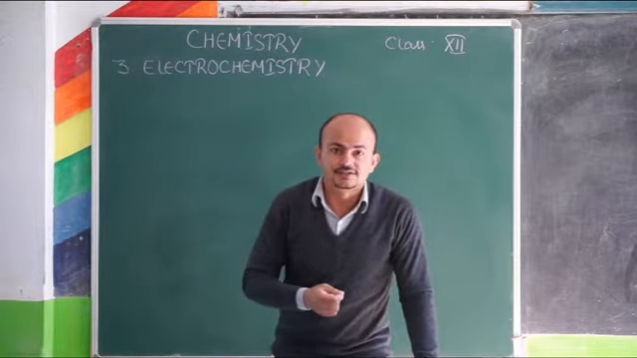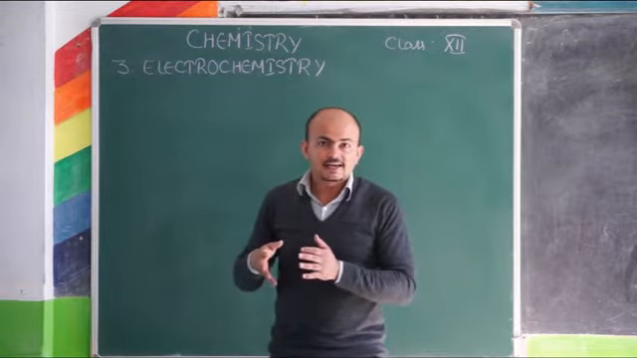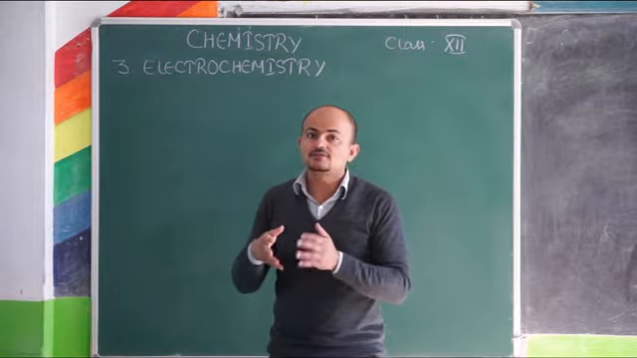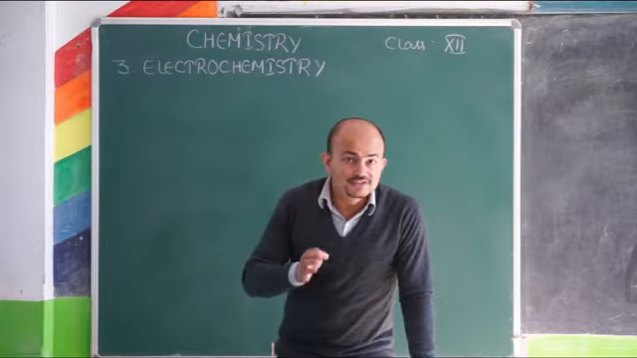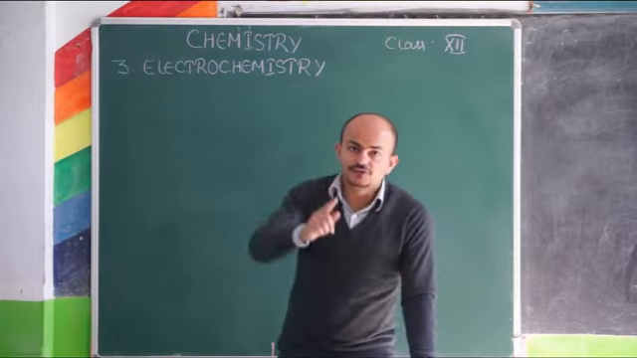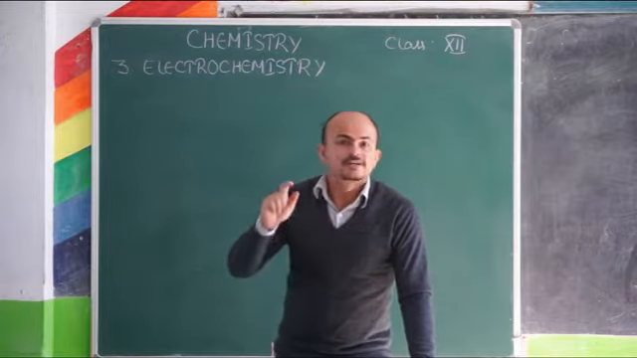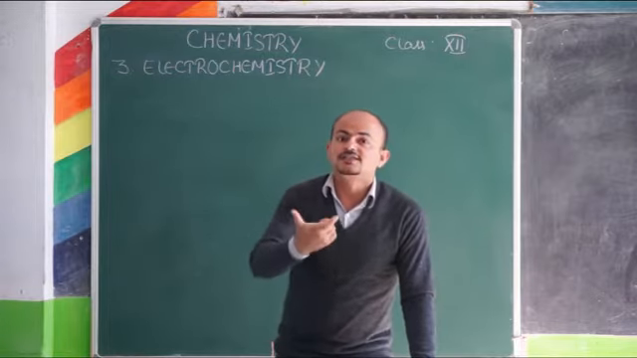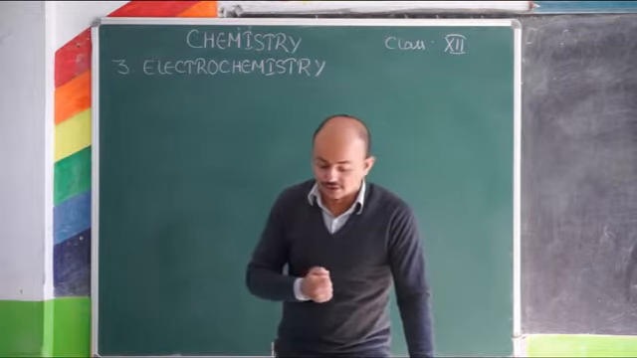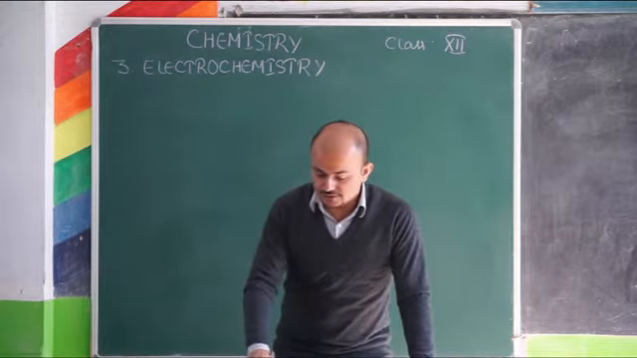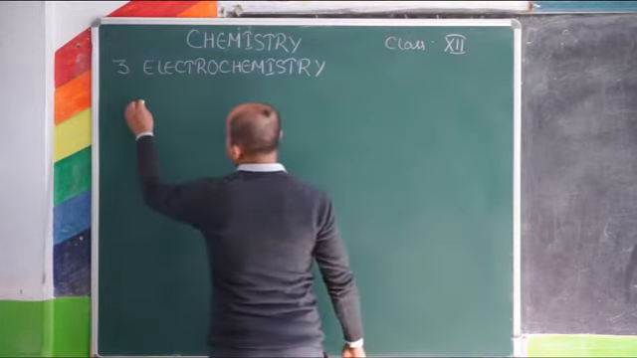It's just the reverse, in the sense that here we carry out a chemical reaction and the energy produced by this chemical reaction is converted to electrical energy. Hope this is clear now. So electrochemistry is just the opposite of what? Electrolysis. Here the energy of a chemical reaction is converted to electric current or electrical energy. So let's discuss galvanic cell.